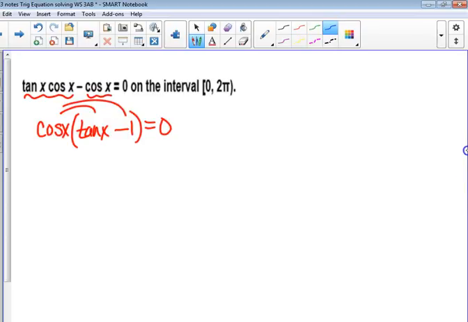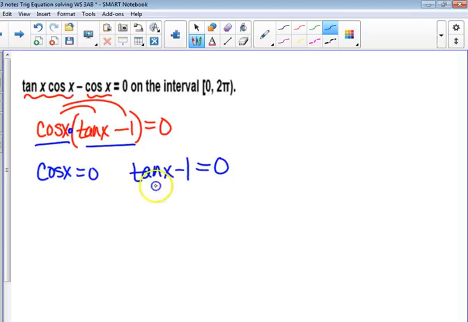Then we get to play Hofbauer's favorite game. If this times this equals 0, then we get to take your turn being equal to 0, right? One or the other of them has to equal 0. So the cosine is 0 or the tangent is 1.